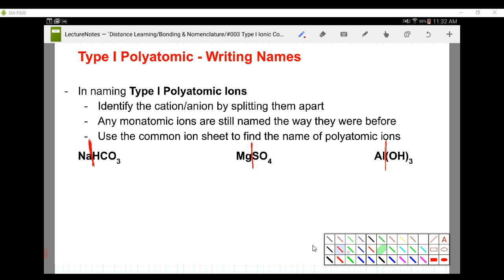All of the monatomic ions are going to be named exactly the same way they were in the last video. So in this case, the cation sodium is monatomic, magnesium is monatomic, and aluminum is monatomic. All of those are cations, and we said that the cation name just gets written the way it was. It doesn't change. So we have sodium, magnesium, and aluminum.